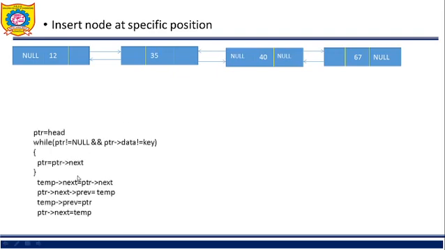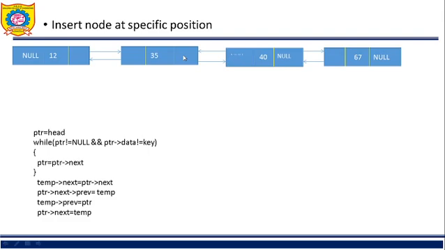Whatever was explained in this example, we are moving the pointer until it is null or the pointer data is equal to the key after which we want to insert. If both conditions are true, then the pointer moves to the next. If any one of the conditions becomes false, we insert the node at the specific position. Temp next is equal to ptr next. See, temp next is equal to ptr next. Previously it was 67. Then ptr next previous becomes temp, then ptr next is temp, and temp previous is equal to ptr.